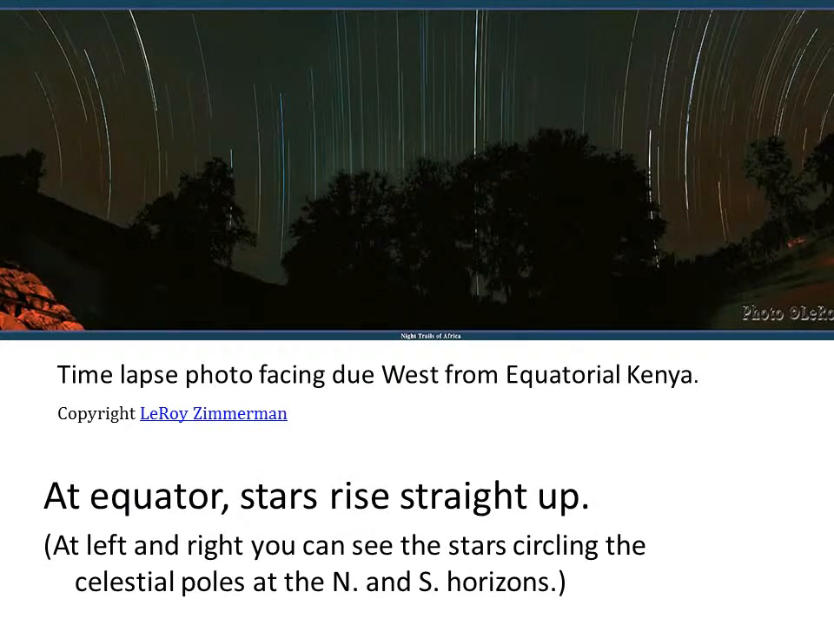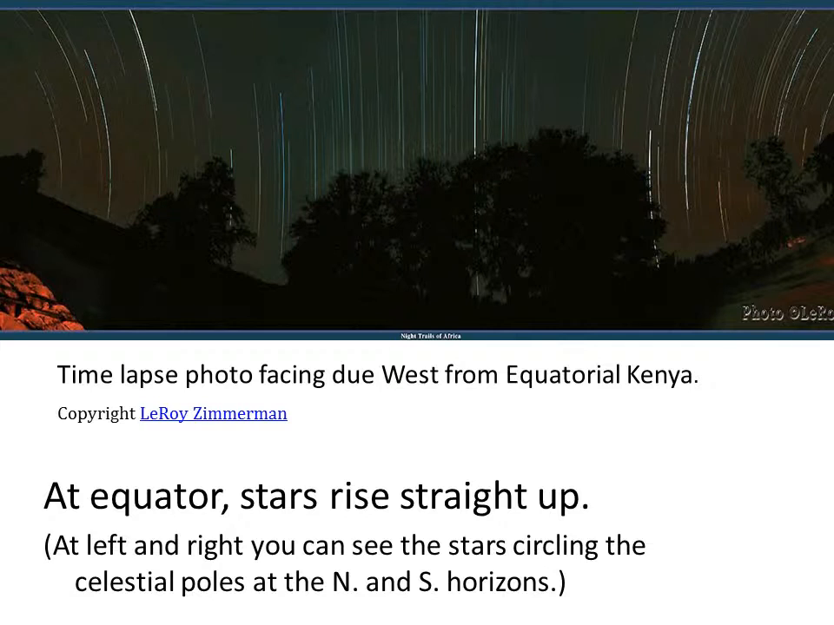This picture shows the entire western horizon from the north on the left to the south on the right. Can you see how the stars in this time lapse are rising straight up, or in this case setting straight down? That's an indication that this has to be a picture taken at the equator. At the equator, the stars really do rise straight up.